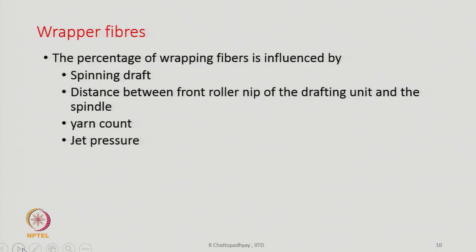Next comes, what are the factors that affect the wrapper fiber generation? So, the percentage of wrapping fibers is influenced by spinning draft, distance between front roller nip of the drafting unit and the spindle, that is the jet, the count of the yarn and the pressure of the jet, how much pressure we apply. The vortex speed is going to depend on the pressure of the jet. At what pressure the air is injected, that will decide the speed of the vortex and thereby the strength of the vortex. And ultimately, it is the vortex within the jet that is going to basically turn the bundle of fibers, or try to twist the bundle of fibers.